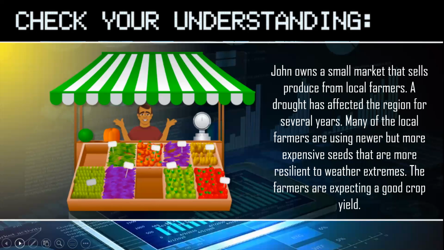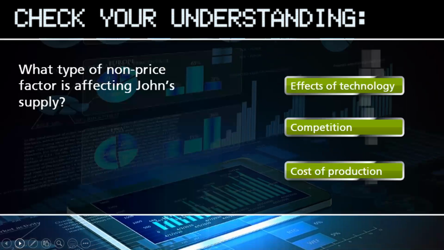To finish with this class, we have, as always, our check your understanding. So we have this case where John, who is a businessman, owns a small market that sells produce from local farmers. That means fruits, vegetables, etc. A drought, that means a period of time without rain, has affected the region for several years. Many of the local farmers are using newer but more expensive seeds that are more resilient to weather extremes. The farmers are expecting a good crop yield. Now, what type of non-price factor is affecting John's supply? The effects of technology, competition, or cost of production?